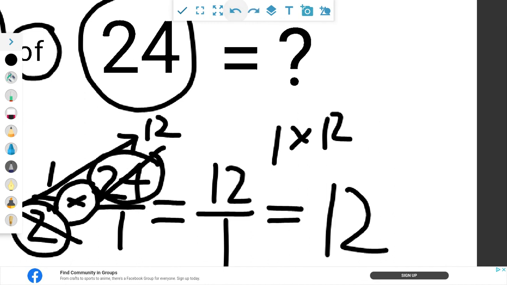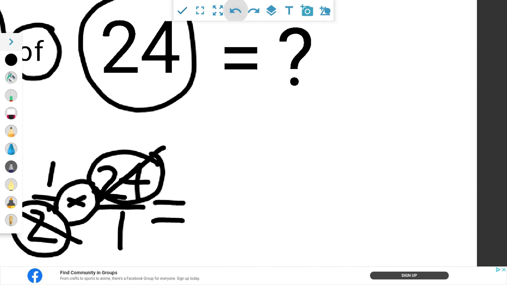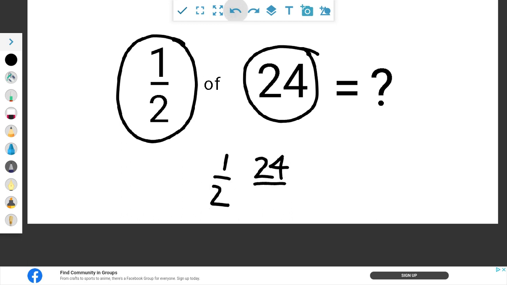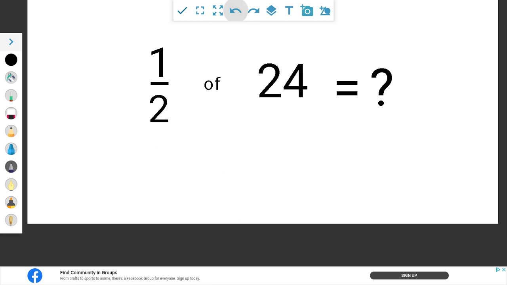Okay, so that is all that I have to show you for today, which is about these fractions, the tips of what to do with these fractions.